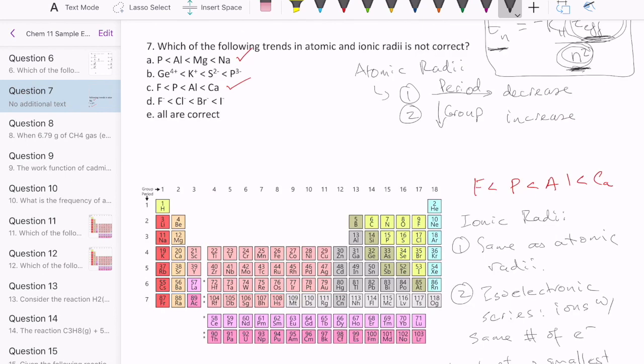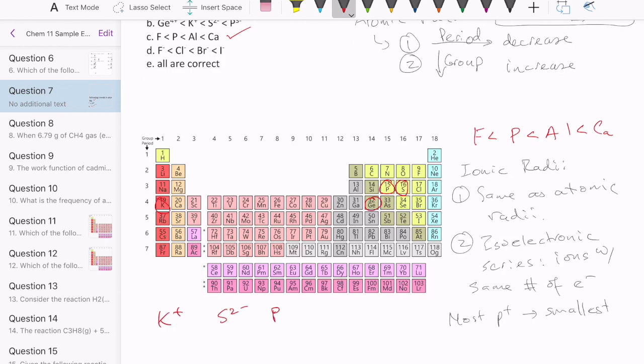So let's take a look at B. So B has germanium, potassium, sulfide, and phosphide. If you look at the last three, potassium ion, sulfide, and phosphide, they actually all have the same number of electrons, right? They all have 18 electrons. Now, the germanium 4+, that has 28 electrons.